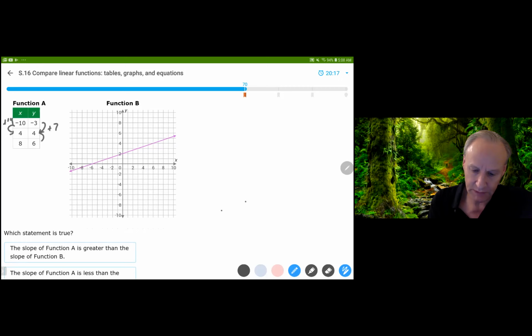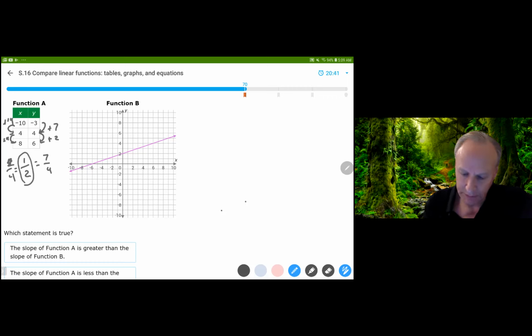Now this one went up 2, and this one went up 4. And again, you're going to see that 4 and that 2. Remember, it's 1 over 2, or 2 over 4. There we go. Okay, so it's 1/2 anyway. There's the slope of function A. Function B, we're going to have to count. So there's 1 point, and there's another point. And hopefully you can see that this is 1/3.